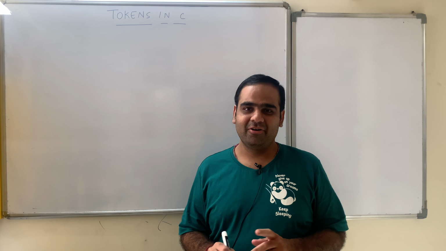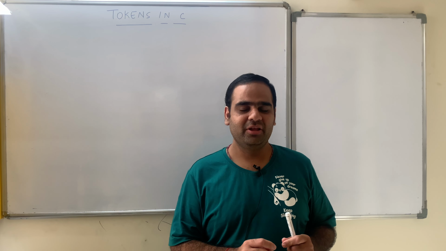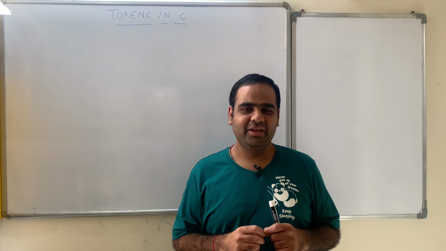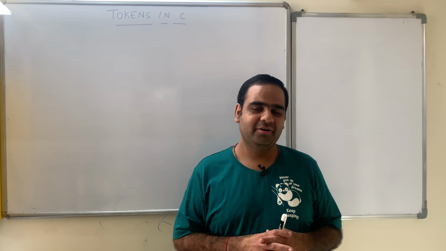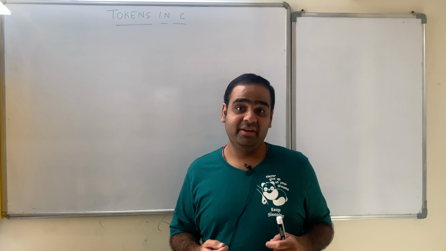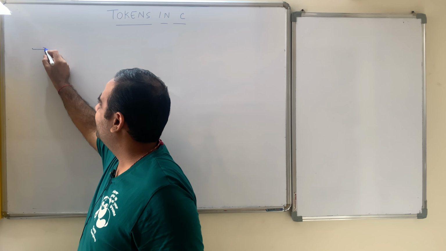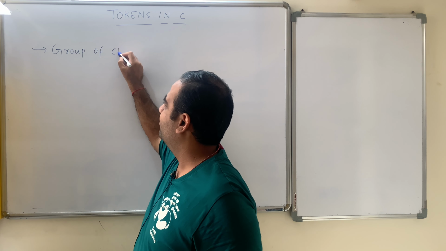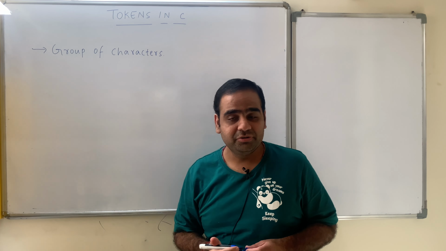Hello everyone, welcome to my YouTube class on Art of Programming. In this video we are going to talk about the tokens in C programming language. In the last video we have seen what a token is. A token is a group of characters. This token is similar to a word in any natural language. Therefore, what is a token? A group of characters forms the token.